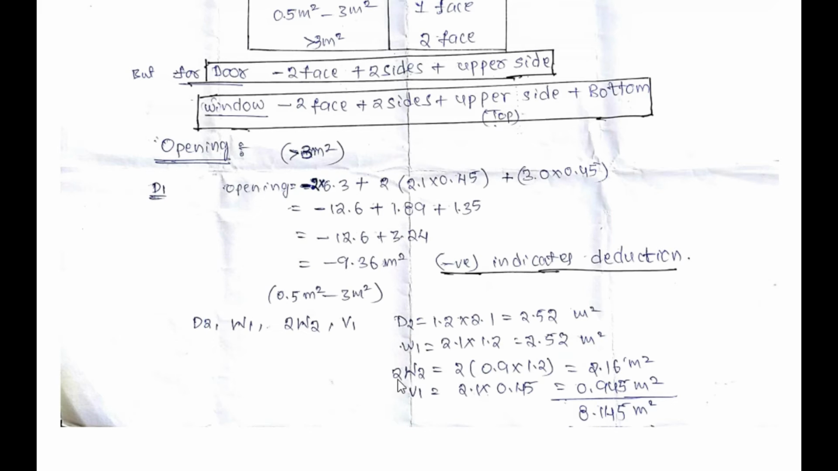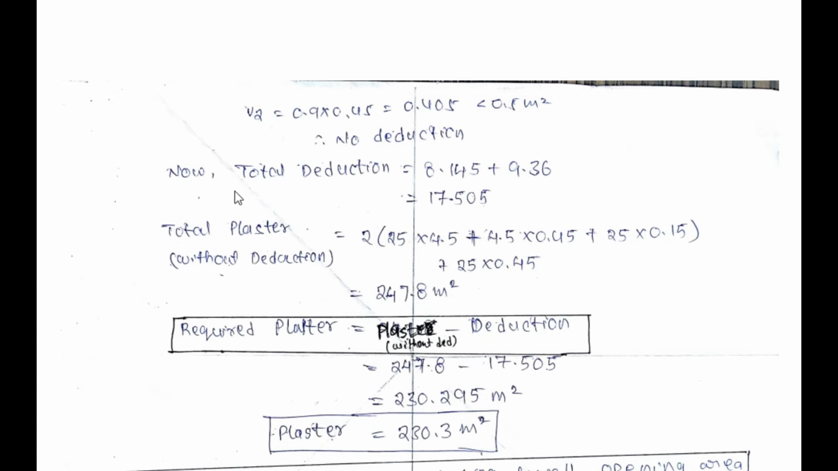Here I have multiplied by 2 because we have two windows with the same dimension, that is W2. So breadth into height into 2 gives the value of 2.16. And similarly for ventilator 1, add these four values and you will get 8.145 meter square.